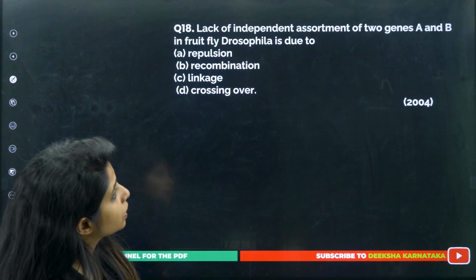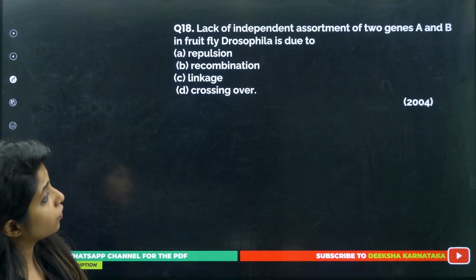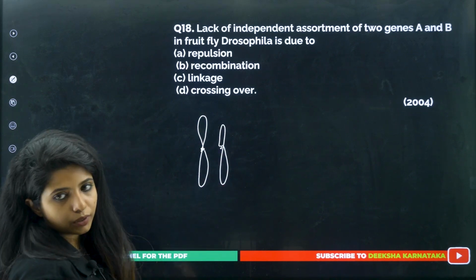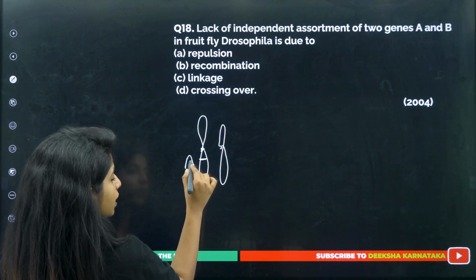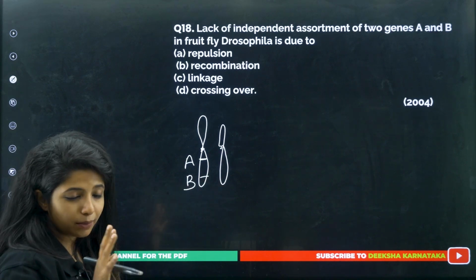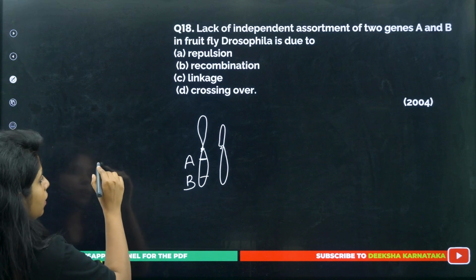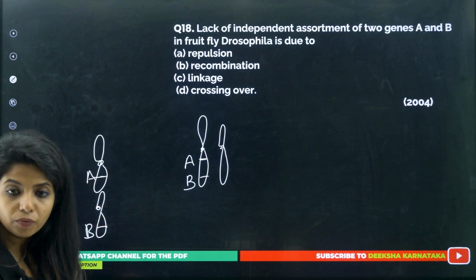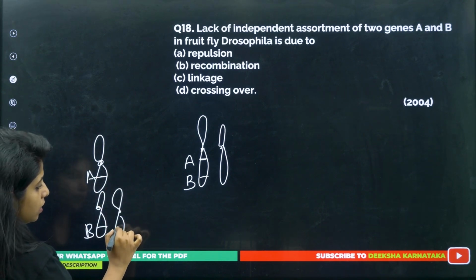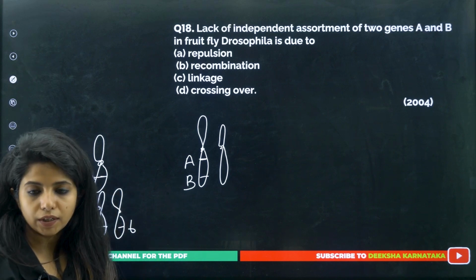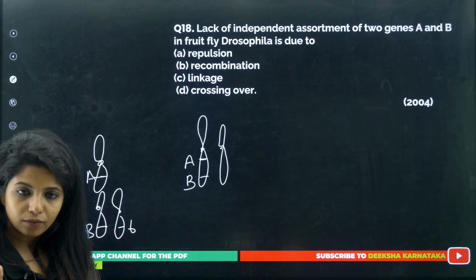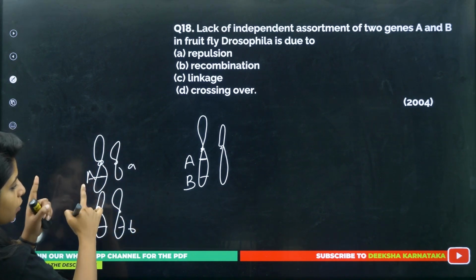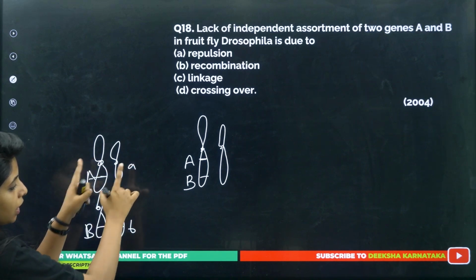Going ahead, lack of independent assortment of 2 genes A and B in fruit fly Drosophila is due to. So it's saying, usually, when Mendel was working, he found that genes independently assort. For example, this is a chromosome A and B. A does not have to do anything with B, so A can go with B or it can go with another allele, small b. They won't always be united. That was the law of independent assortment. Basically, they can independently assort of each other. Whoever the combination is, A can go with this, A can go with this also. Similarly, A can go with this, A can go with this as well.